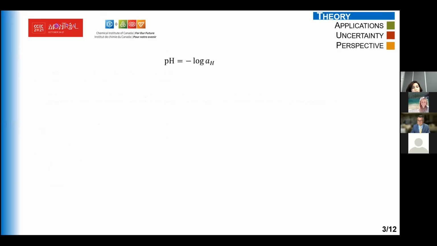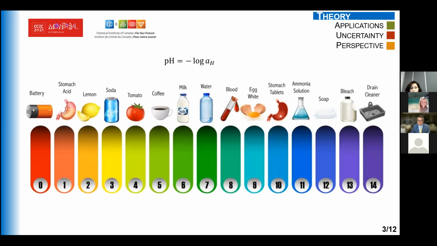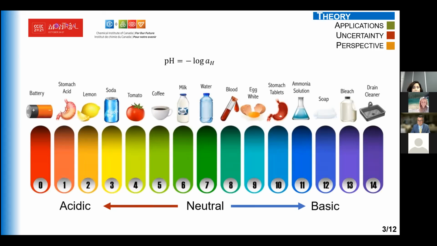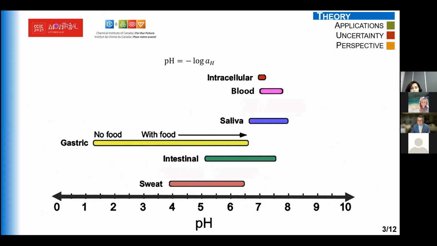So the history of pH goes back to 1909 when it was introduced, and now it is defined as the minus logarithm of the activity of hydrogen ion. Here you see a typical pH scale with some examples. And here one important range in this scale is the biological range, which you can see in this picture. You can see that for some organs of the body, the range of pH is very narrow, so accurate pH measurement is very important.